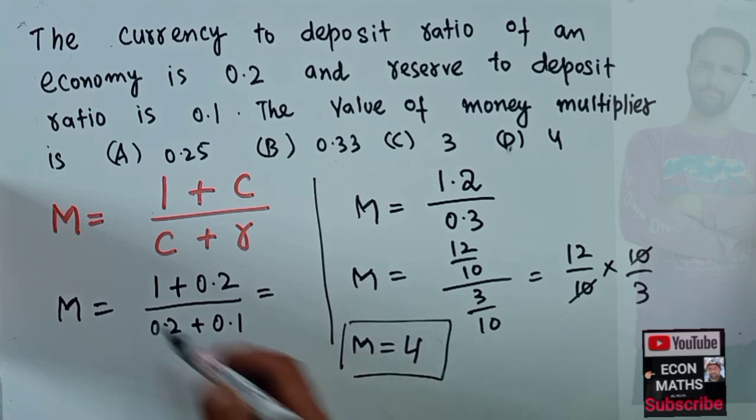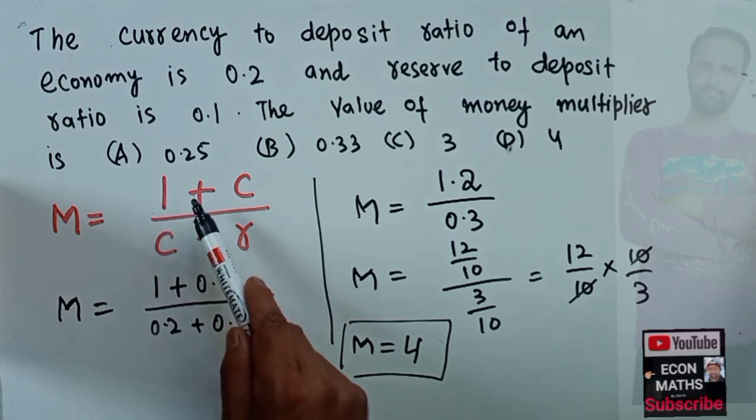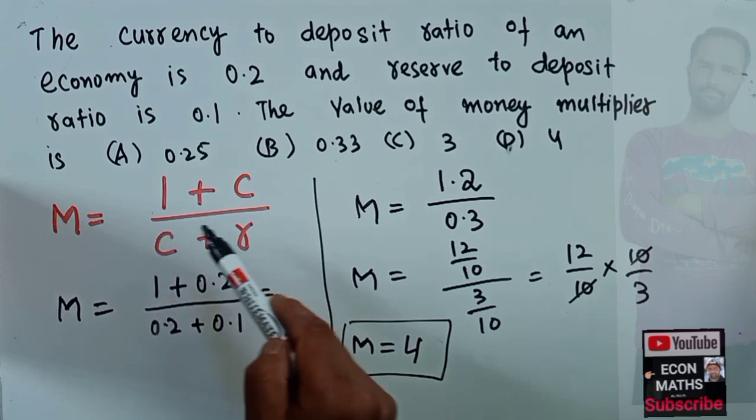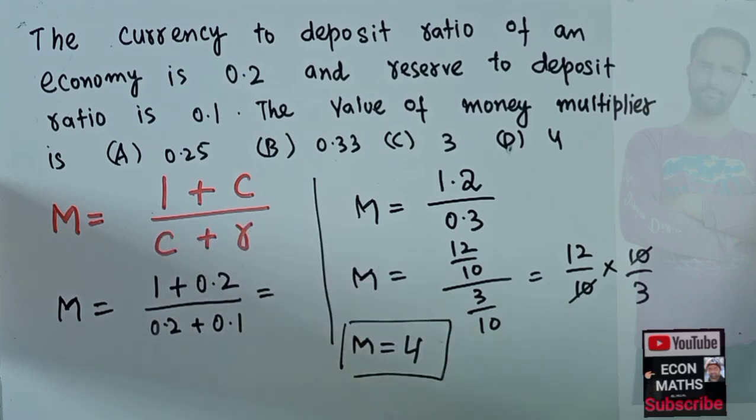Okay, so remember this formula: the money multiplier is given by 1 plus currency to deposit ratio divided by currency to deposit ratio plus reserve to deposit ratio. Okay, I hope I make myself clear.